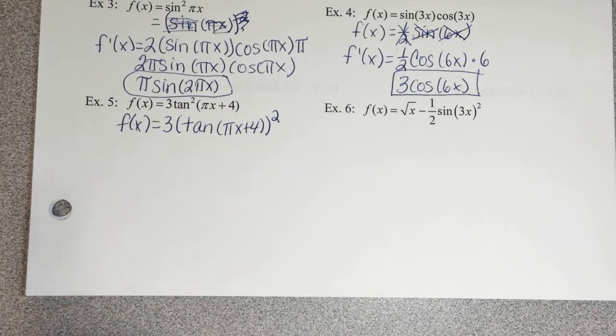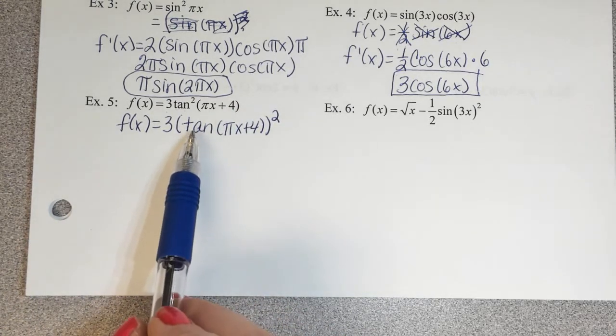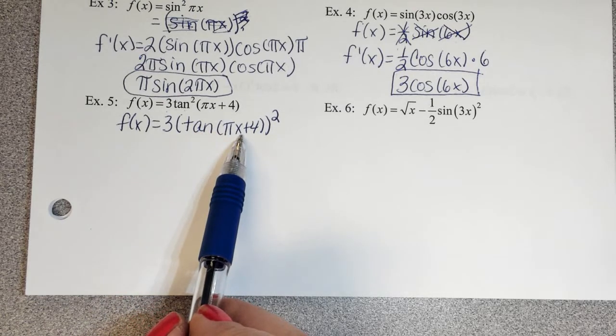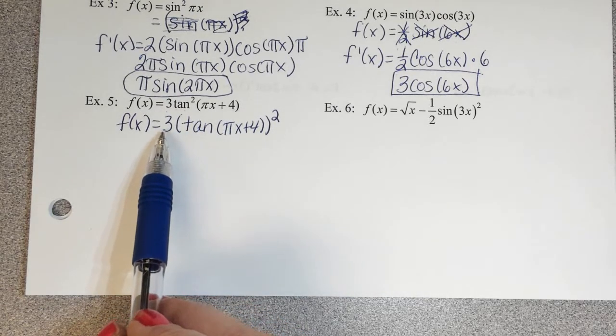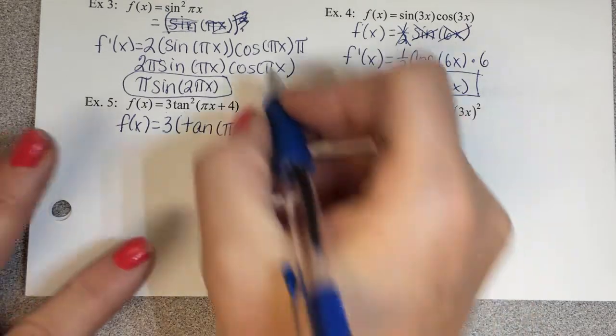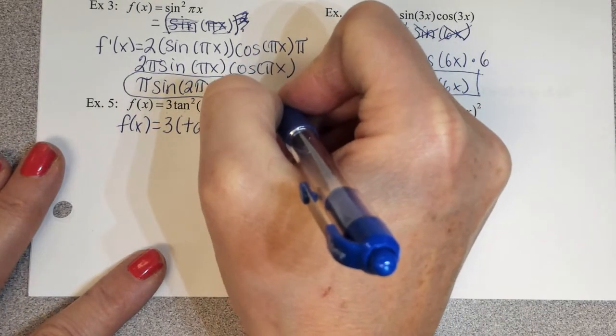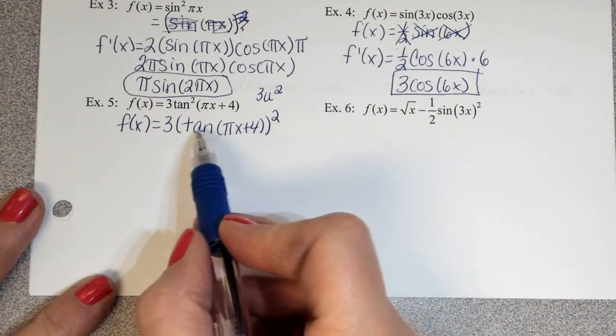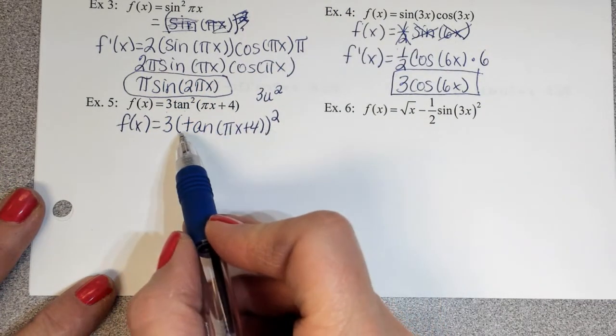What is the first way I have to think of this? Am I going to take the derivative of tangent? Am I going to take the derivative of pi x plus 4? Am I going to take the derivative of 3u squared? Which one? 3u squared. That's my outermost part. So I'm taking the derivative of 3u squared. Right here, my outer parentheses, that's my u.